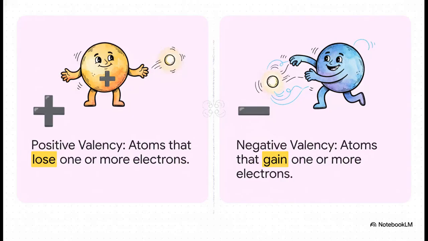And this combining power really comes in two main flavors. You've got your positive valency atoms. These are the givers. They're happy to lose an electron or two. Then you've got your negative valency atoms. They're the takers. They want to gain electrons. And it's this whole dance of giving and taking that actually forms the bonds that hold everything together.